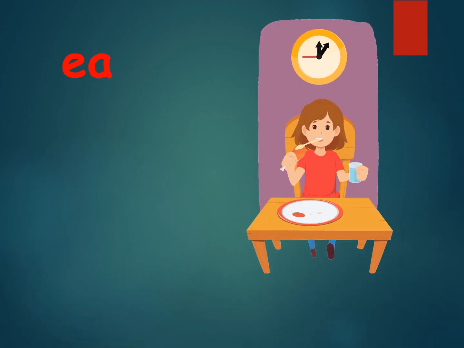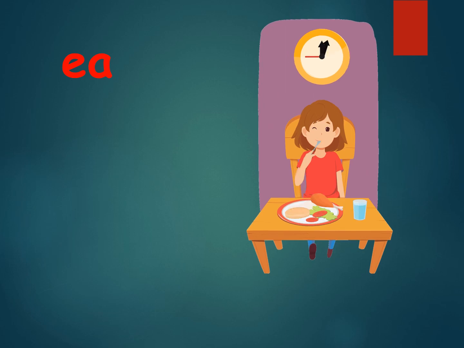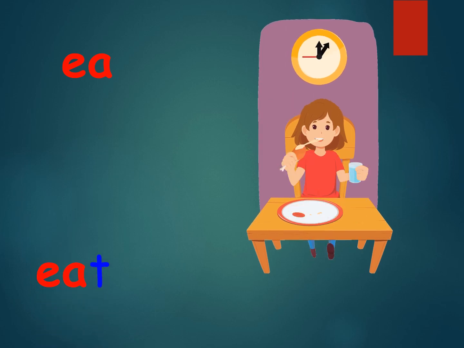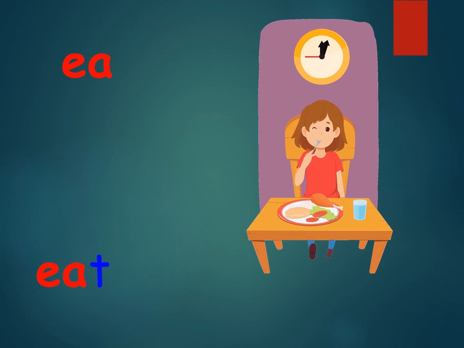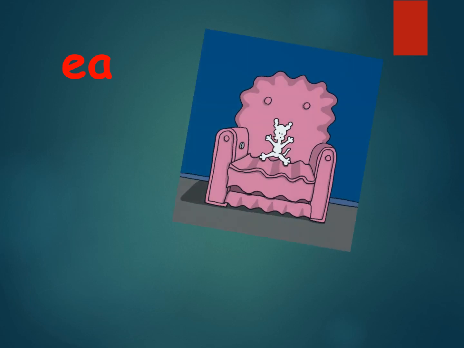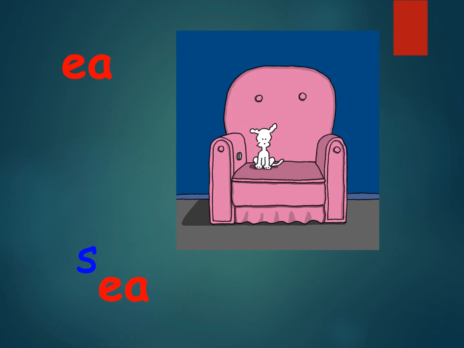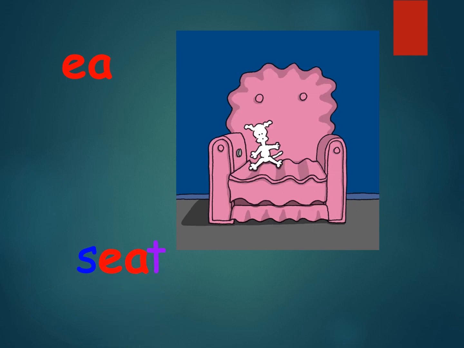E as in eat. Let's sound it out. Eat. She eats her lunch. E as in seat. S-E-A-T. Seat. Have a seat.